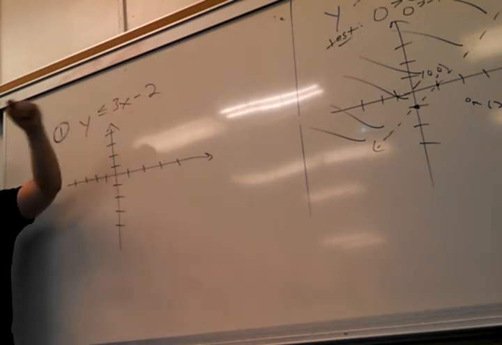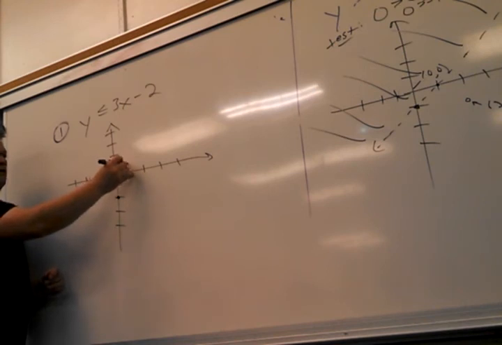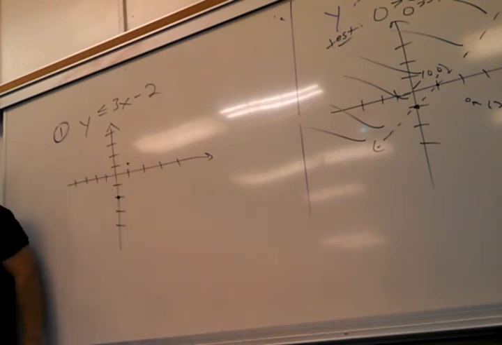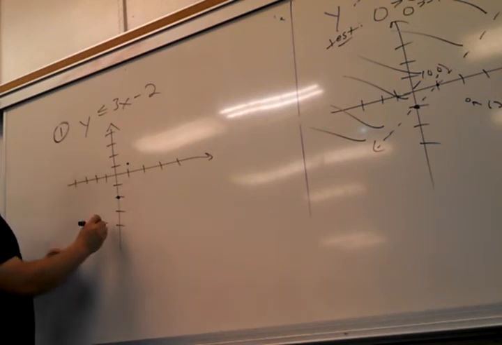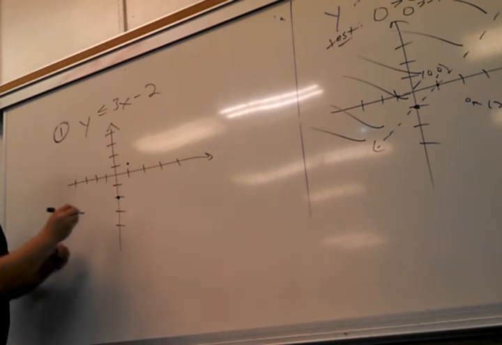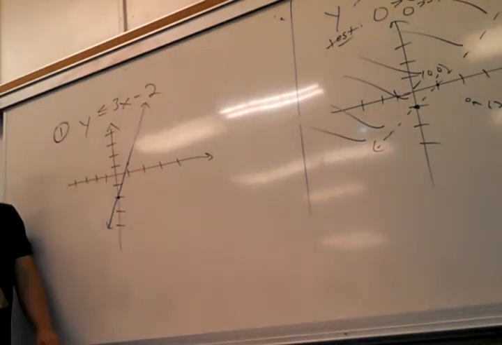So what's the y-intercept? Yep. And then I go 3 over 1. I really just need 1 point here. All right. I'm going to graph. What kind of line is it going to be? Solid. What kind of line? Straight.